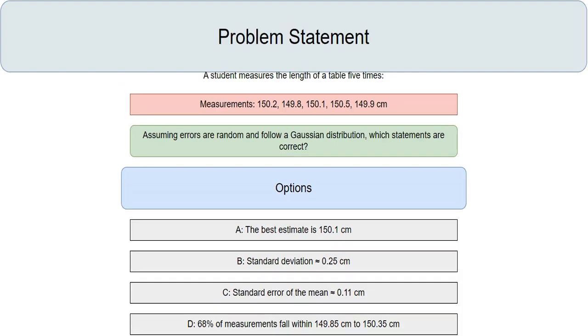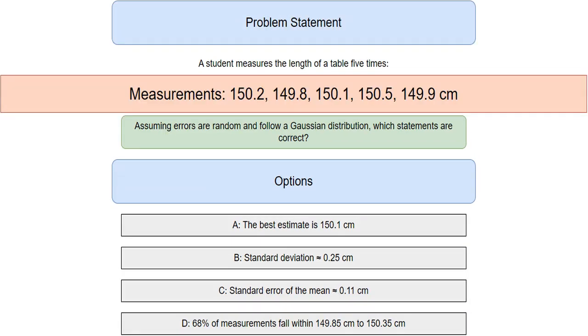Now, let's consider the line that lists the specific measurements obtained during the experiment, expressed in centimeters. These values are the raw data used for subsequent calculations, such as determining the best estimate, standard deviation, and standard error of the mean. Now, let's look at the line that introduces the overall task or question that needs to be addressed. In this context, it involves applying statistical methods to analyze a set of measurements and draw conclusions about the length of a table, considering the inherent uncertainties in the measurement process.